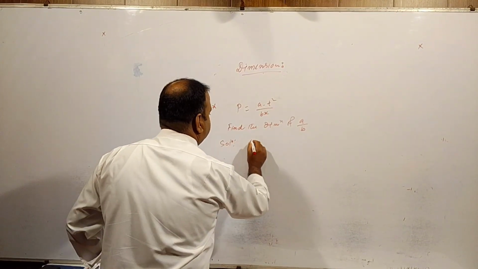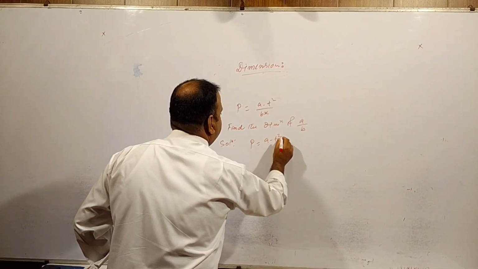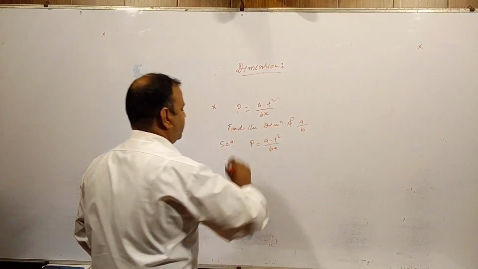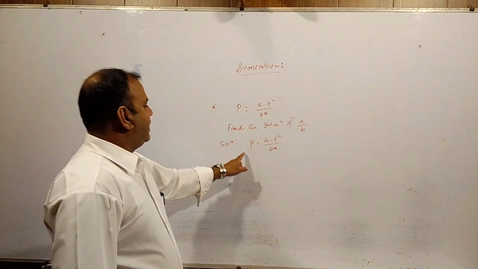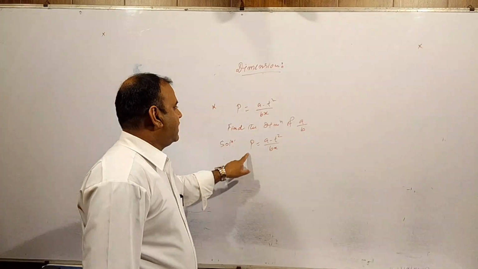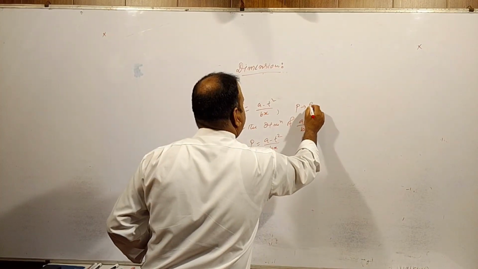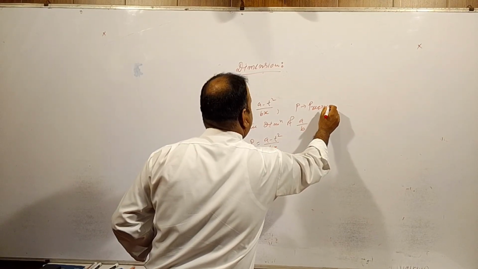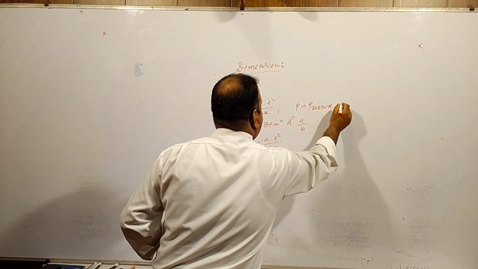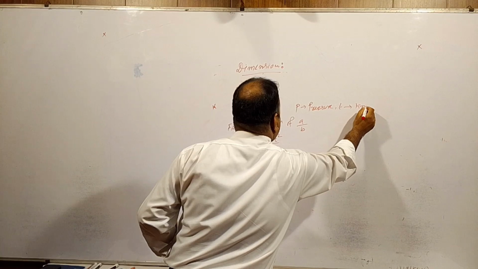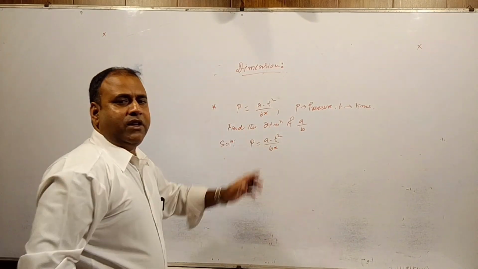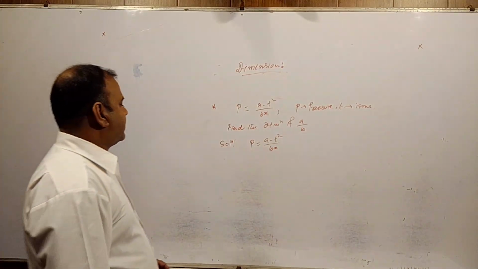So this can be written as P is equal to A minus T square divided by Bx. Here, remember, P means pressure, the given pressure, and T is time. And you already know A and B are basically constants.